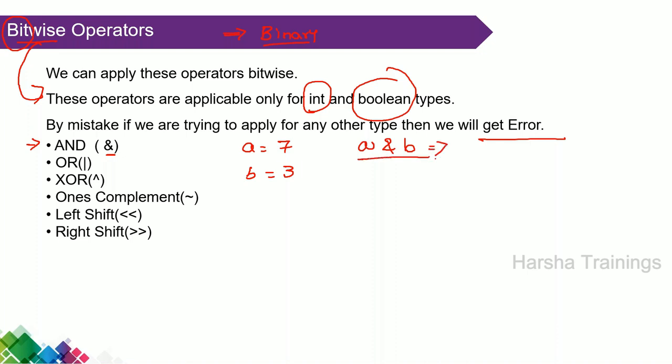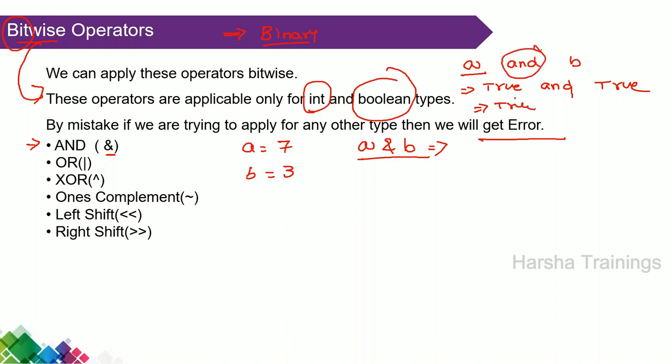This is the end operation between the two numbers. Clearly speaking, bitwise AND operation. For example, if you are writing the statement A and B, A contains a non-zero number, so this is true. And B contains a non-zero number, this is also true. True and true, the answer is true. You got it?